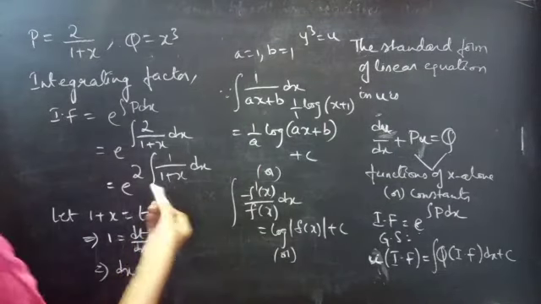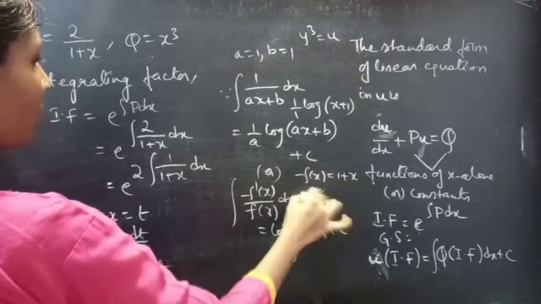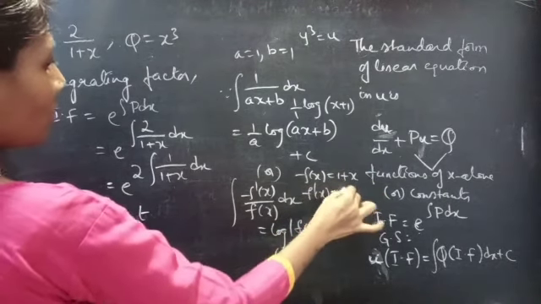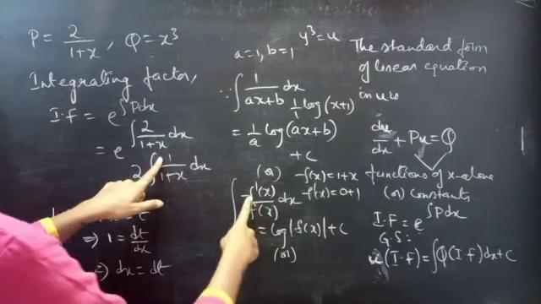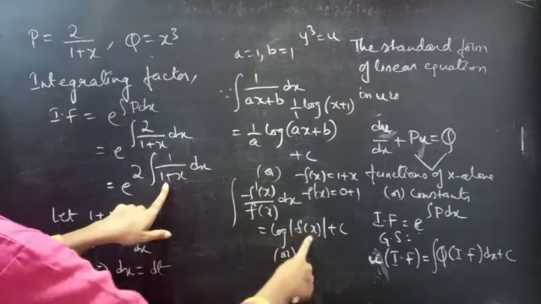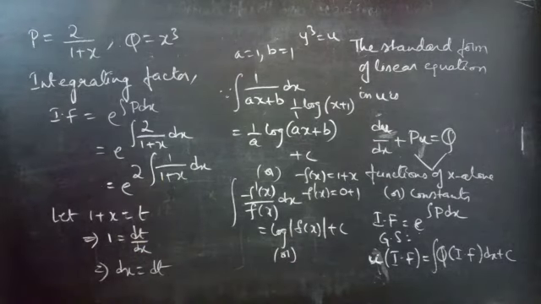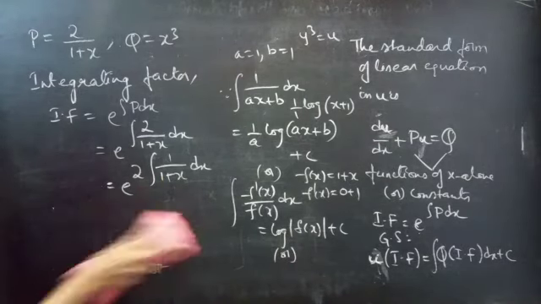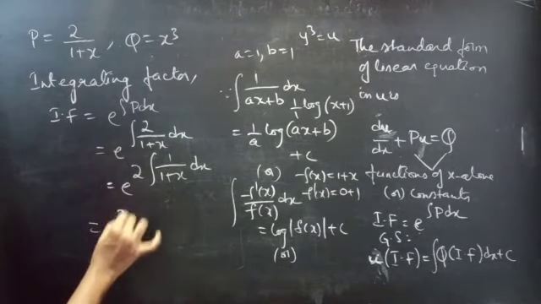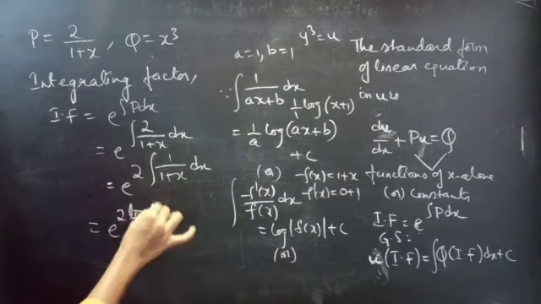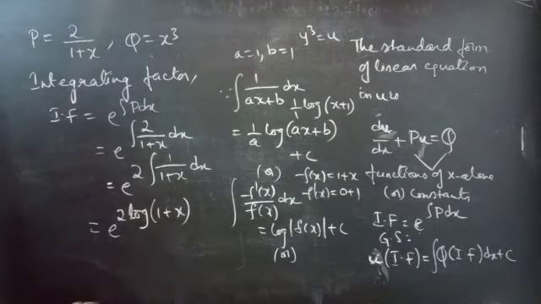Or if you take f of x equals 1 plus x, then f dash of x will be 0 plus 1, that is 1. Then f dash of x by f of x will give log mod f of x, or you can take this formula. You can choose any of these formulae. Then you get 2 log 1 plus x. We don't write c here.